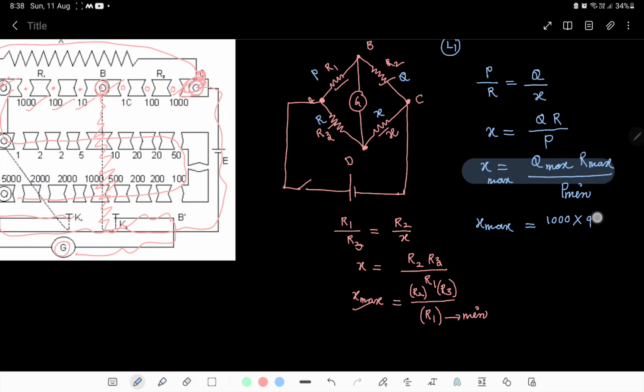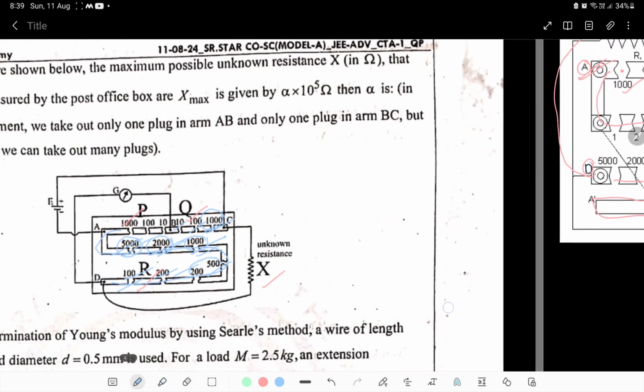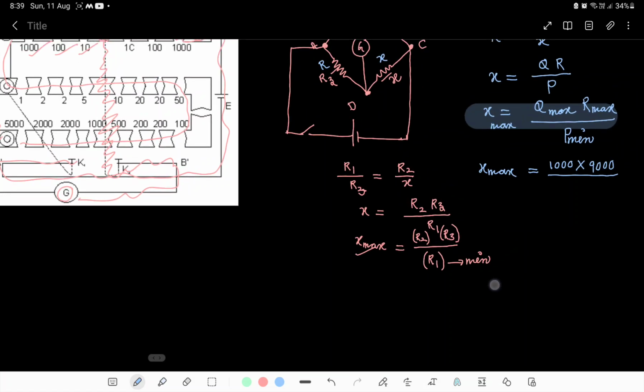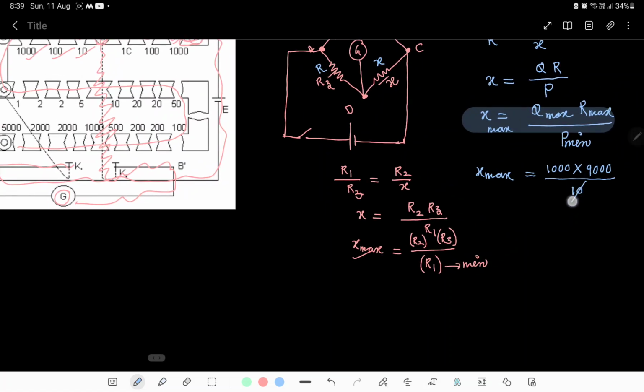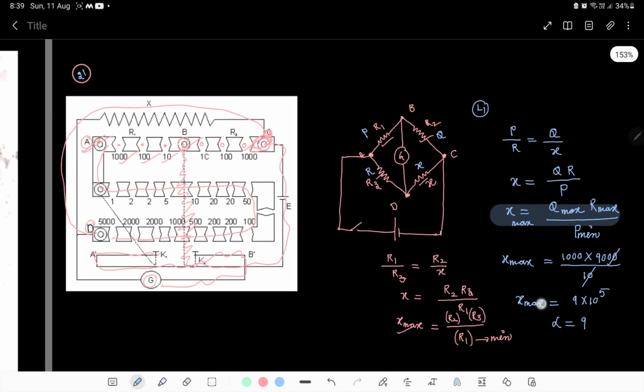Therefore 1000 into 9000 by P minimum. Where is the P here? The P is between A and B. So the P minimum is 10 only, so this one gets cancelled. Therefore X max is equal to 9 into 10 power of 5. Therefore we will get this alpha value is equal to 9. Alright, so that was the answer for this question. Hope you understood, right?